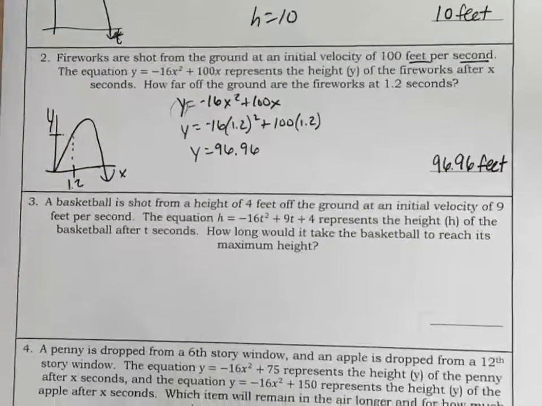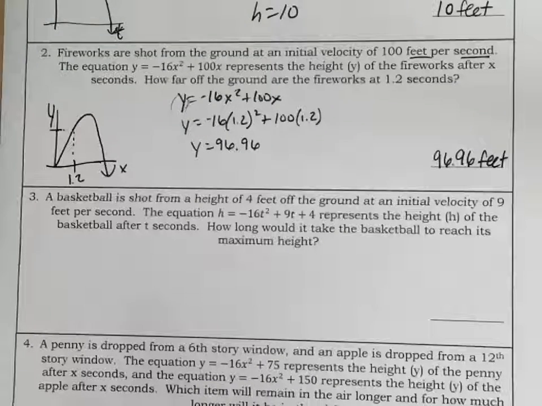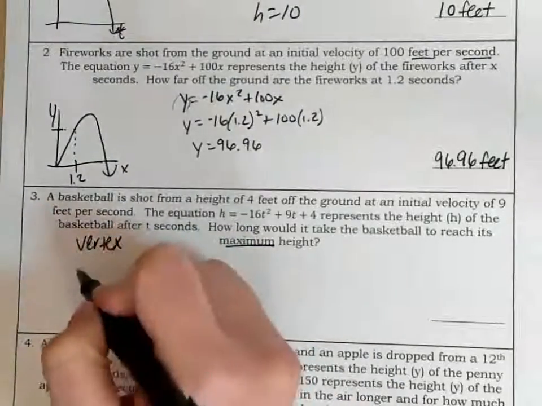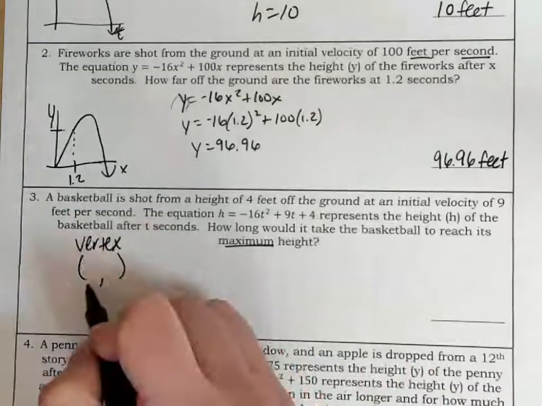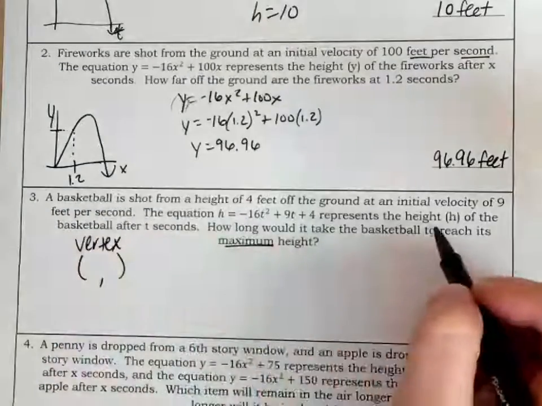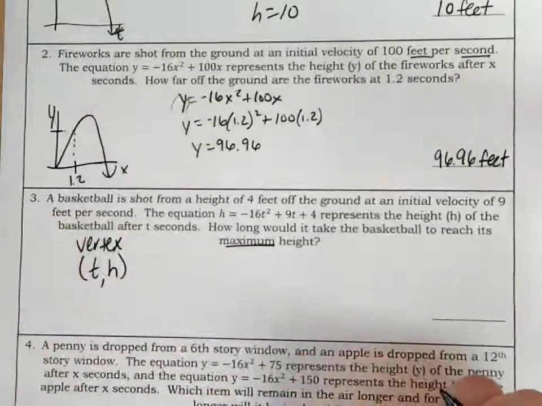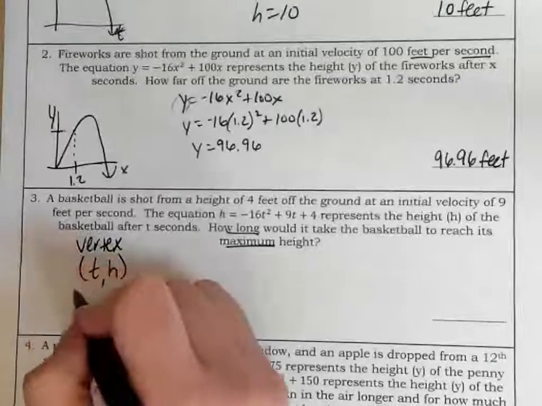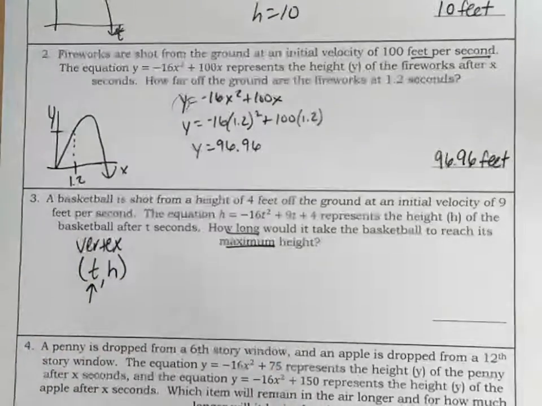All right, looking at number 3 on this question, we have a basketball shot from a height of 4 feet off the ground at an initial velocity of 9 feet per second. Here's the equation, where h represents the height, t represents the seconds. And it's asking how long would it take the basketball to reach its maximum height. So as soon as we see that word maximum, we should automatically be thinking about vertex. And so the vertex, remember, is going to be your x, y, and in this case, our time and our height. And so the question is asking how long would it take.